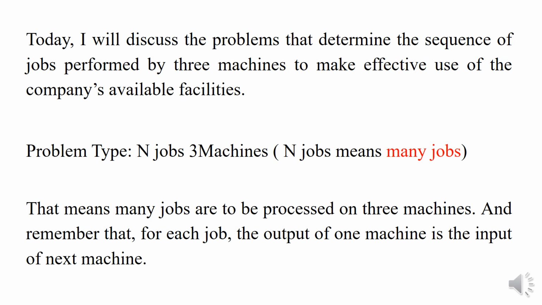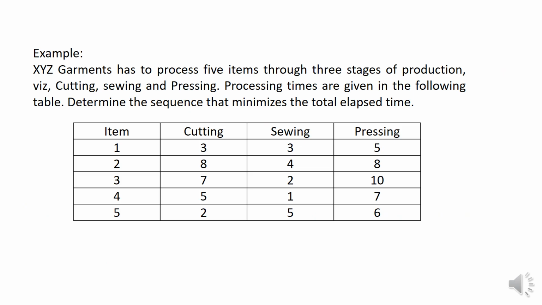We have a series of jobs in this problem, that means n jobs, that must follow three distinct machines: cutting, sewing, pressing, or machine A, machine B, and machine C, in a fixed order. A key constraint here is that for any given job, the output of one machine serves as the input for the next machine. This means a job cannot start on machine B until it has finished on machine A, and it cannot start on machine C until it has finished on machine B.